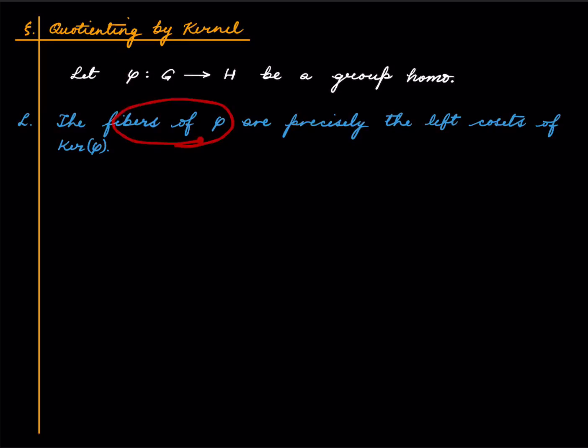The fibers of phi, first of all, we want to show are precisely the left cosets of kernel phi. So first we will identify the fibers of phi, and then we will use the previous thing. The proof is very simple. Let phi of g1 equal phi of g2. Basically, we are asking when g1 and g2 are in the same fiber.